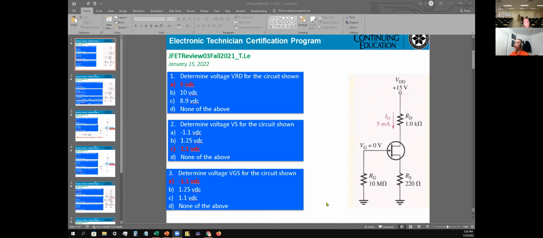Okay, number 3, determine voltage VGS for the circuit shown. Like I said, VG is 0, VS was 1.1, so VG minus VS will be minus 1.1 volt DC. So the answer is A as in apple for number 3. Any question on number 1, 2, or 3? Okay, everybody's good. Next set.